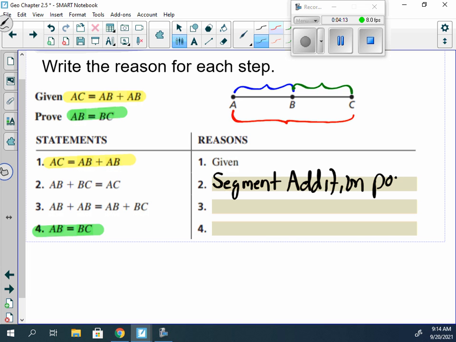Addition. The segment addition postulate. The segment addition postulate states that if there's a point A, B, and C on the line, and point B is between A and C, then AB plus BC is equal to AC. The two parts equal the whole.